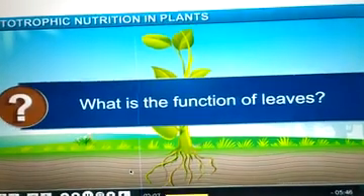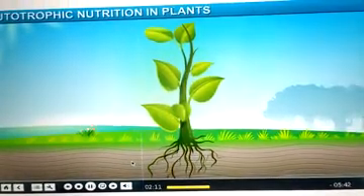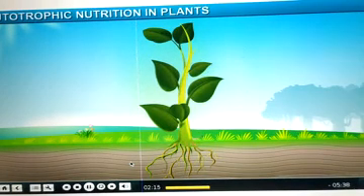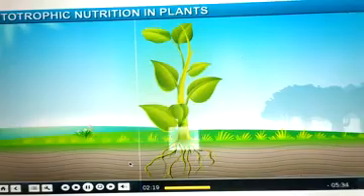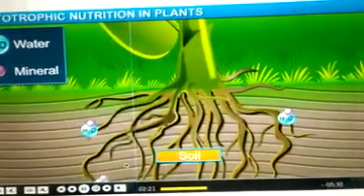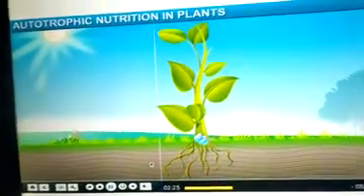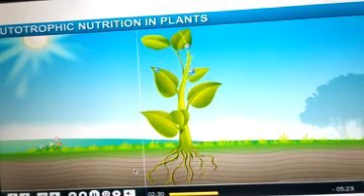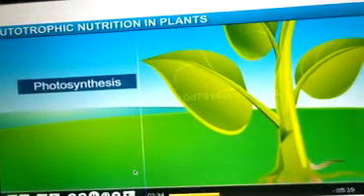What is the function of leaves? Leaves are the food factories of a plant. However, other parts of the plant play important roles too. The roots help by absorbing water and minerals from the soil. The stem or trunk helps by conducting water and minerals to the leaves. However, the actual process of photosynthesis takes place in the leaves.